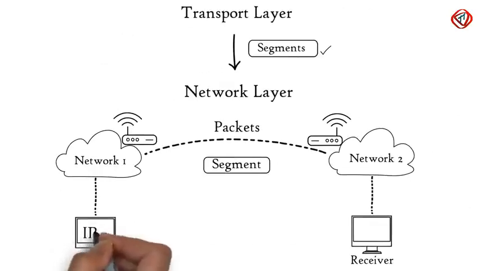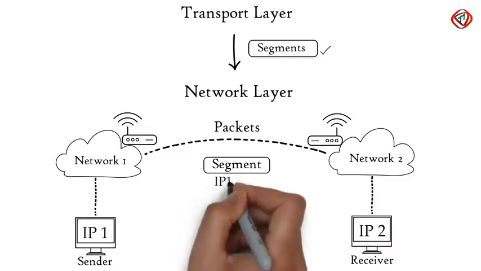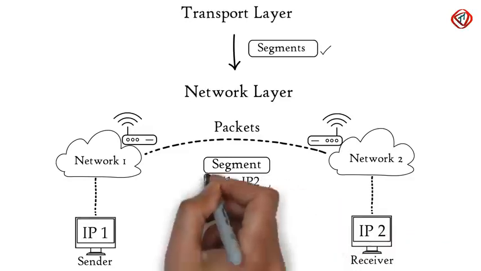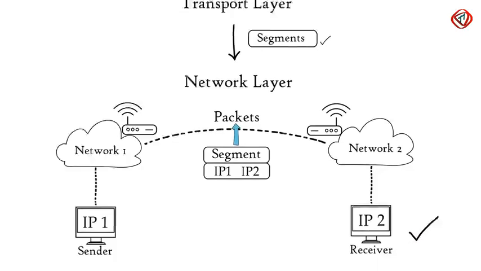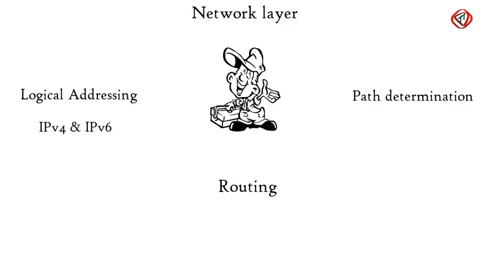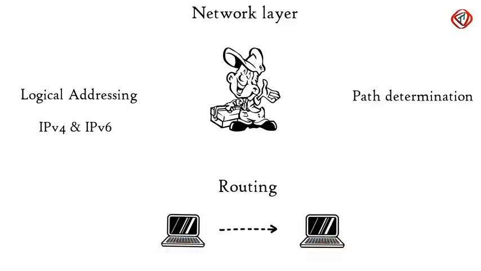Every computer in a network has a unique IP address. Network layer assigns sender and receiver's IP address to each segment to form an IP packet. IP addresses are assigned to ensure that each data packet can reach the correct destination. Routing is a method of moving data packets from source to destination, and it is based on the logical address format of IPv4 or IPv6.